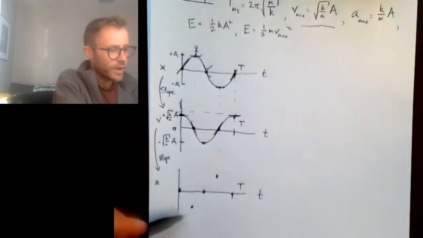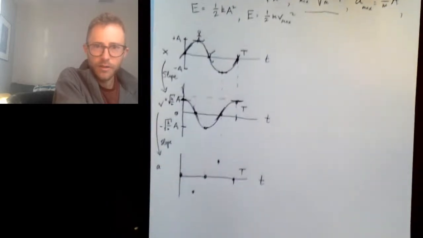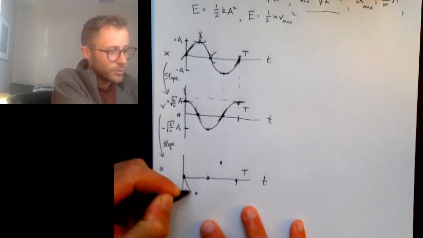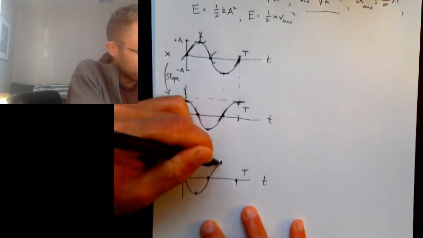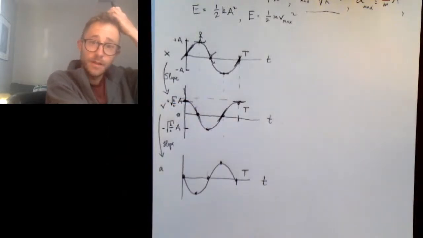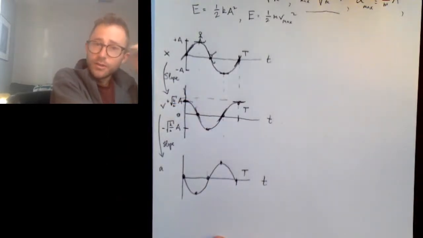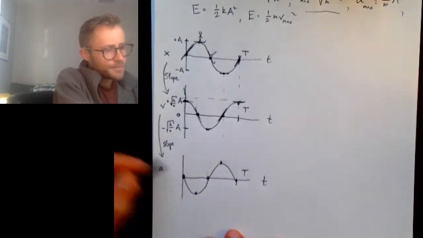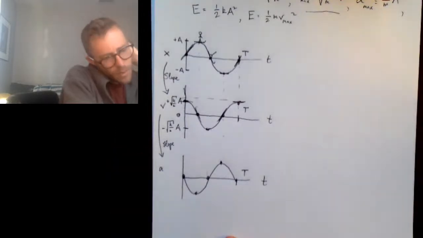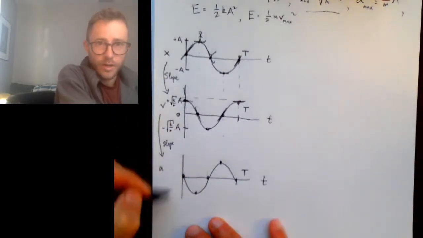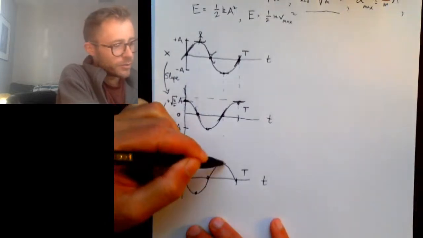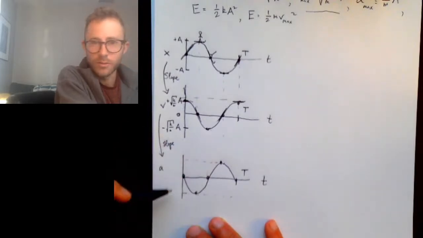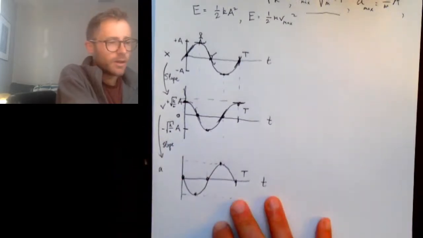Okay? So I have my 5 points. And now what I do is I just connect them with a smooth curve. Like that. All right, so that is the shape of the acceleration versus time graph. And then once we have the general shape, we need to figure out what values the acceleration wiggles between.